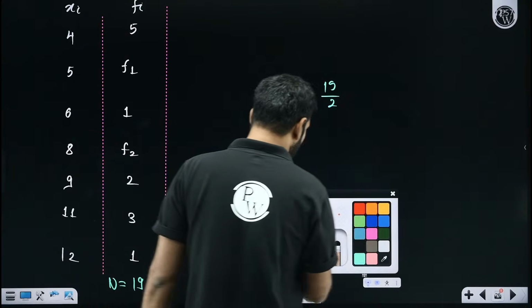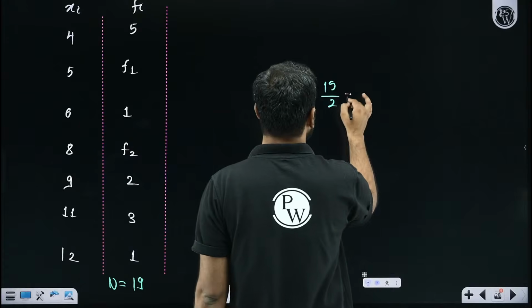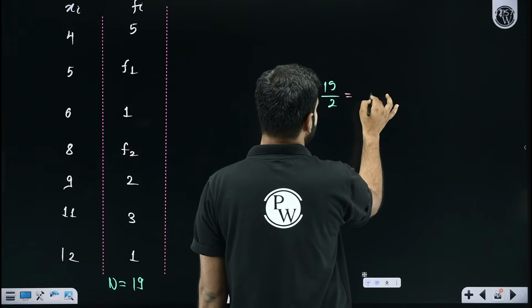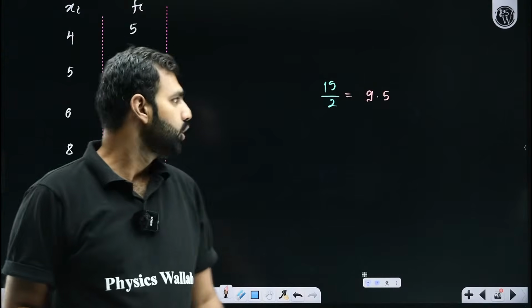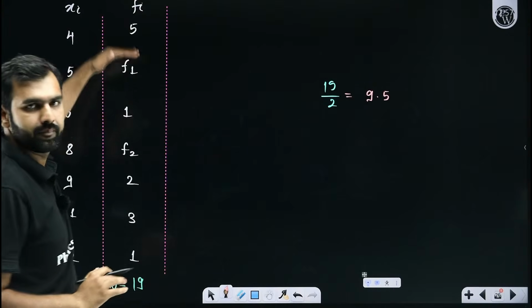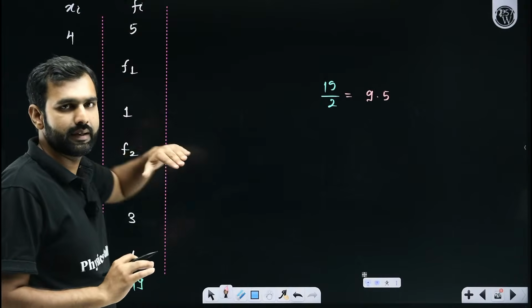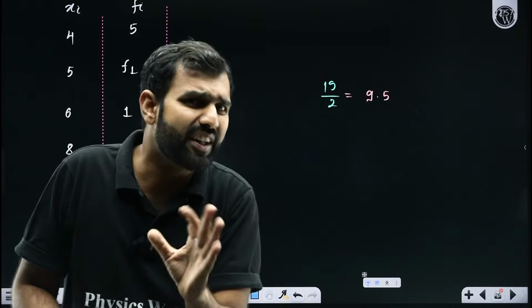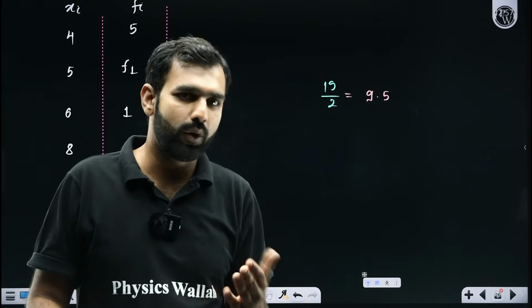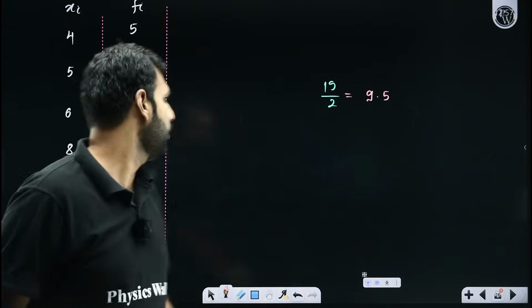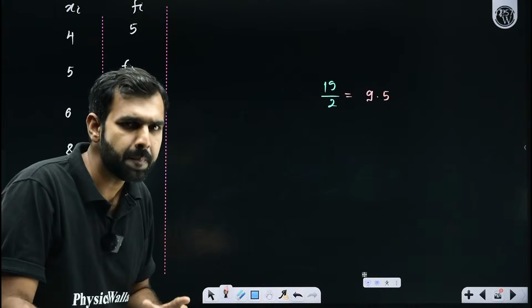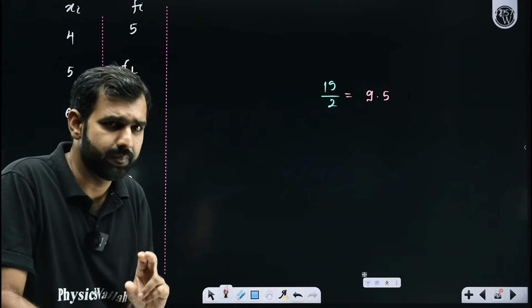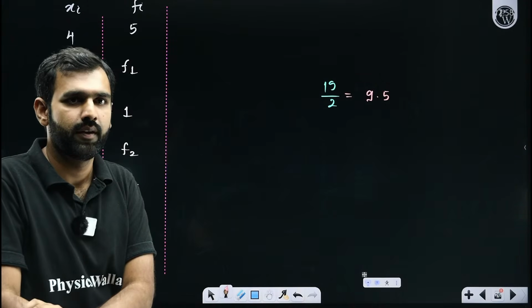Now all I'm saying is a very simple observation. 19 by 2, I hope you're understanding, is clearly 9.5. So I need to make this sum just greater than 9.5. I know all are going to be integers here. Of course, all the other frequencies are integers, so these f1 and f2 are also going to be integers here. I just need to make this sum just 10.